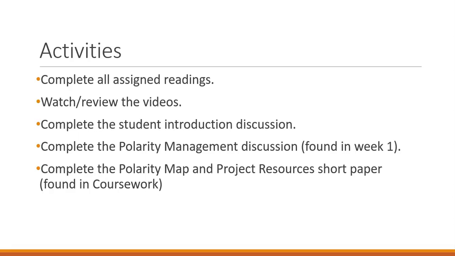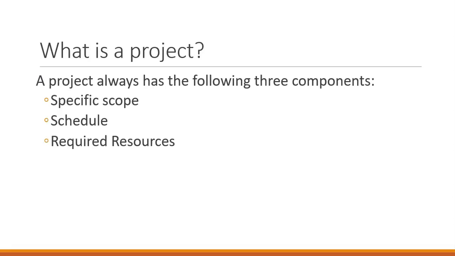It's a list of, you want to make a polarity map and a list of potential project resources for your project. So what is a project? A project always has three components: a specific scope, a schedule, and required resources. What is the scope of your project? What are you trying to do? Is it a very large project? Is it a small project that just affects a small group of people?